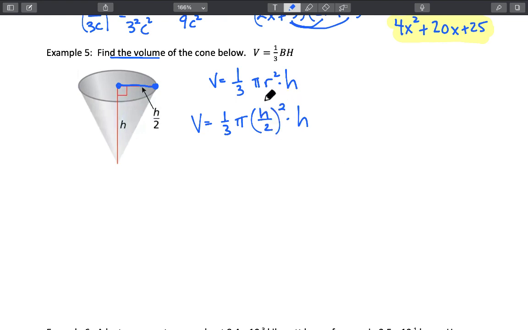Simplifying our equation, you can see that we have a quotient that's being raised to the second power. That gives us 1/3 pi h squared over 4 times h again. Simplifying all of this by multiplying our numerators and our denominators straight across, it gives us pi h cubed over 3 times 4, which is 12. And this is our expression for our volume.